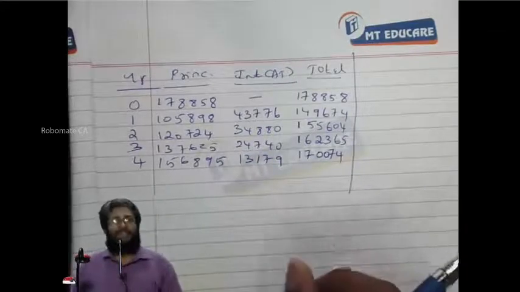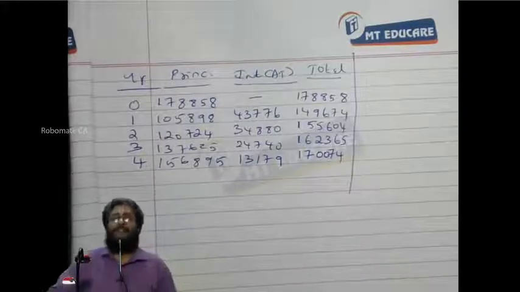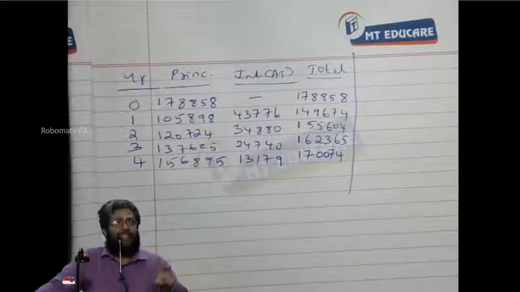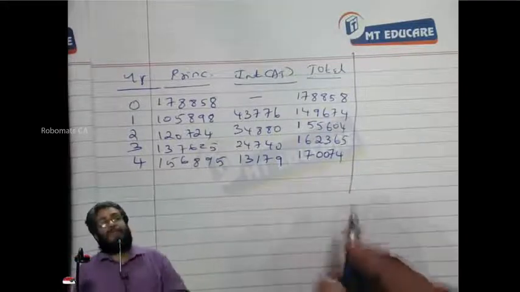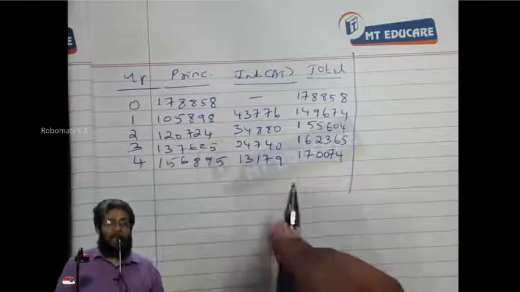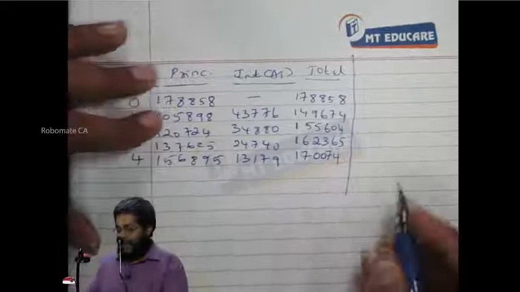Now, the interest percentage is 14%. 14% is the interest the bank is charging before tax. What is the interest percentage after tax? 14% into 60%, how much percent is it? 8.4%. So can I discount at 8.4% or not?